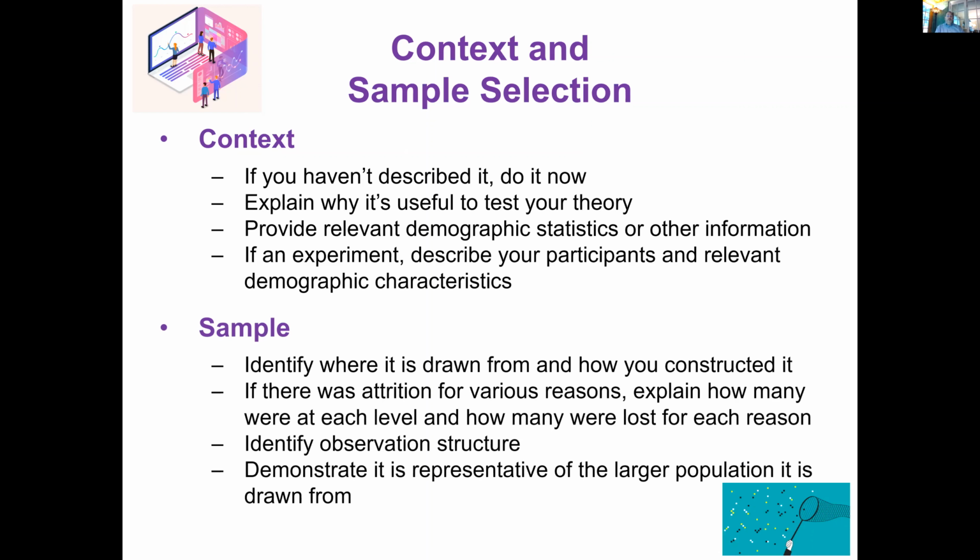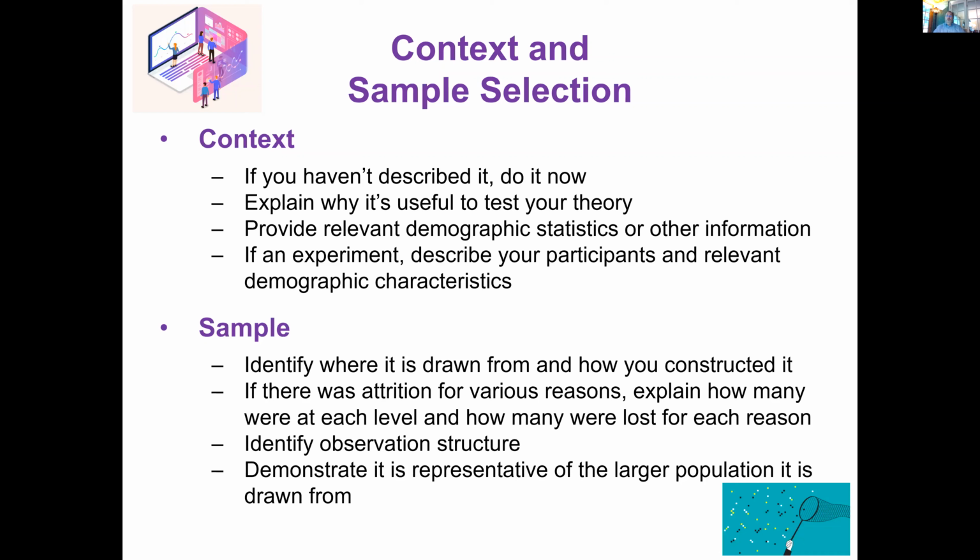In the sample description, this is where we identify where it's drawn from and how we constructed it. The sample typically takes a funnel sort of structure. We start broadly and describe the overall potential pool that we drew from, and then why and how there's attrition at each level until we got to the final sample. At each level you explain why you lost observations, what the reasons were, and how many were lost, and then at the end you want to identify your observation structure.